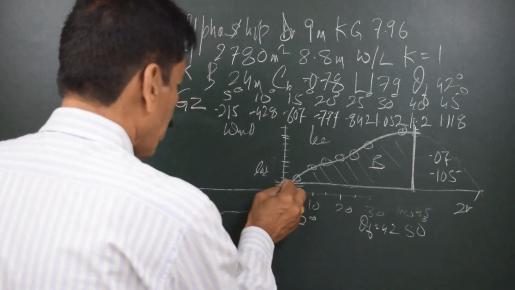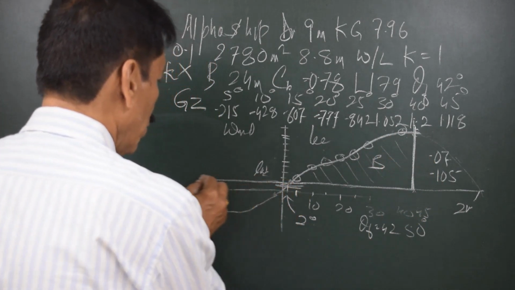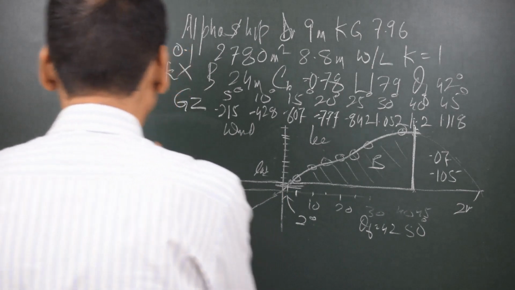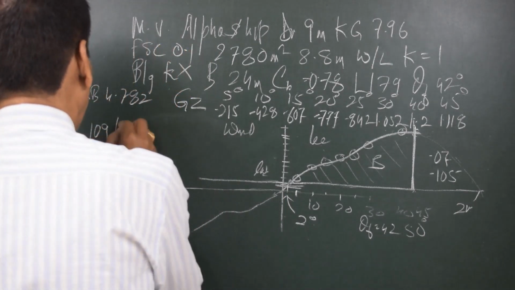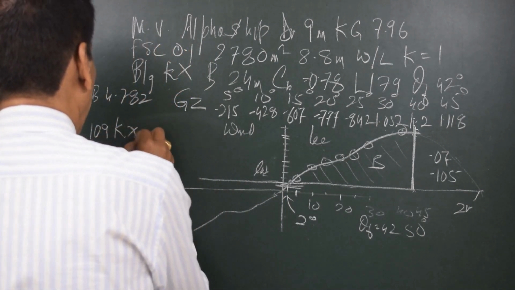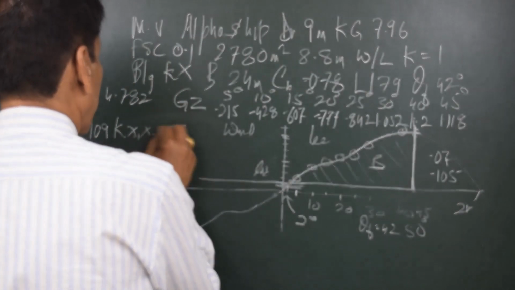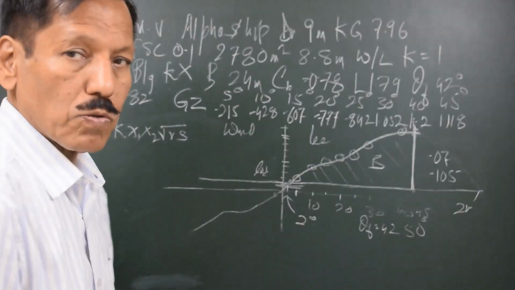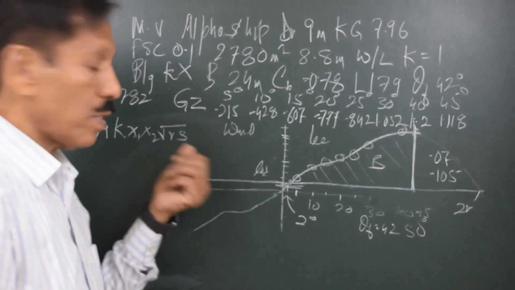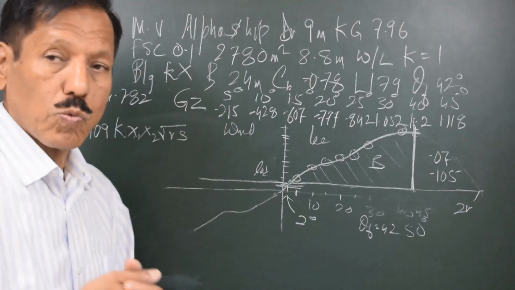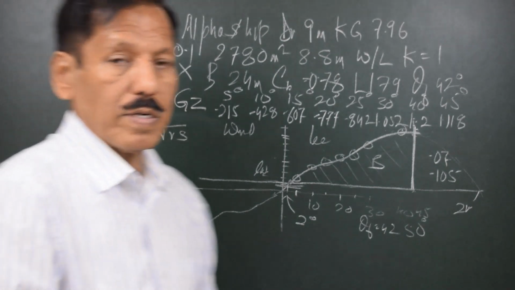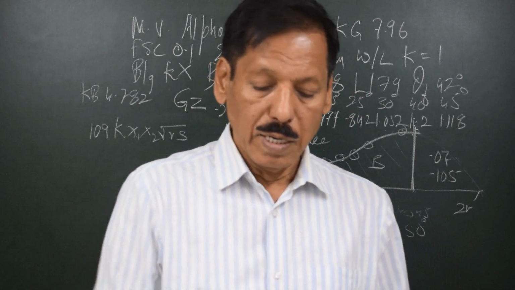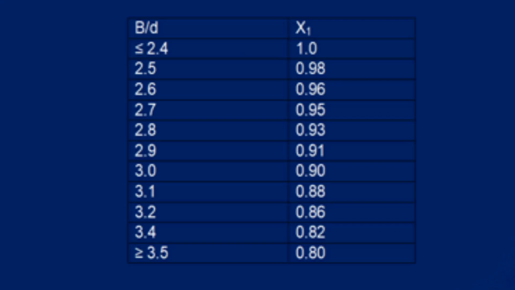Now on this side also I will extend this line LW2, right? And then I need to find out one more thing, that is 109 K x1 x2 under root RS. So how do we find these values? For finding out these individual things like x1, x2, I need to have a special table. There are 4 tables, and you can see they are given in the hydrostatic tables.